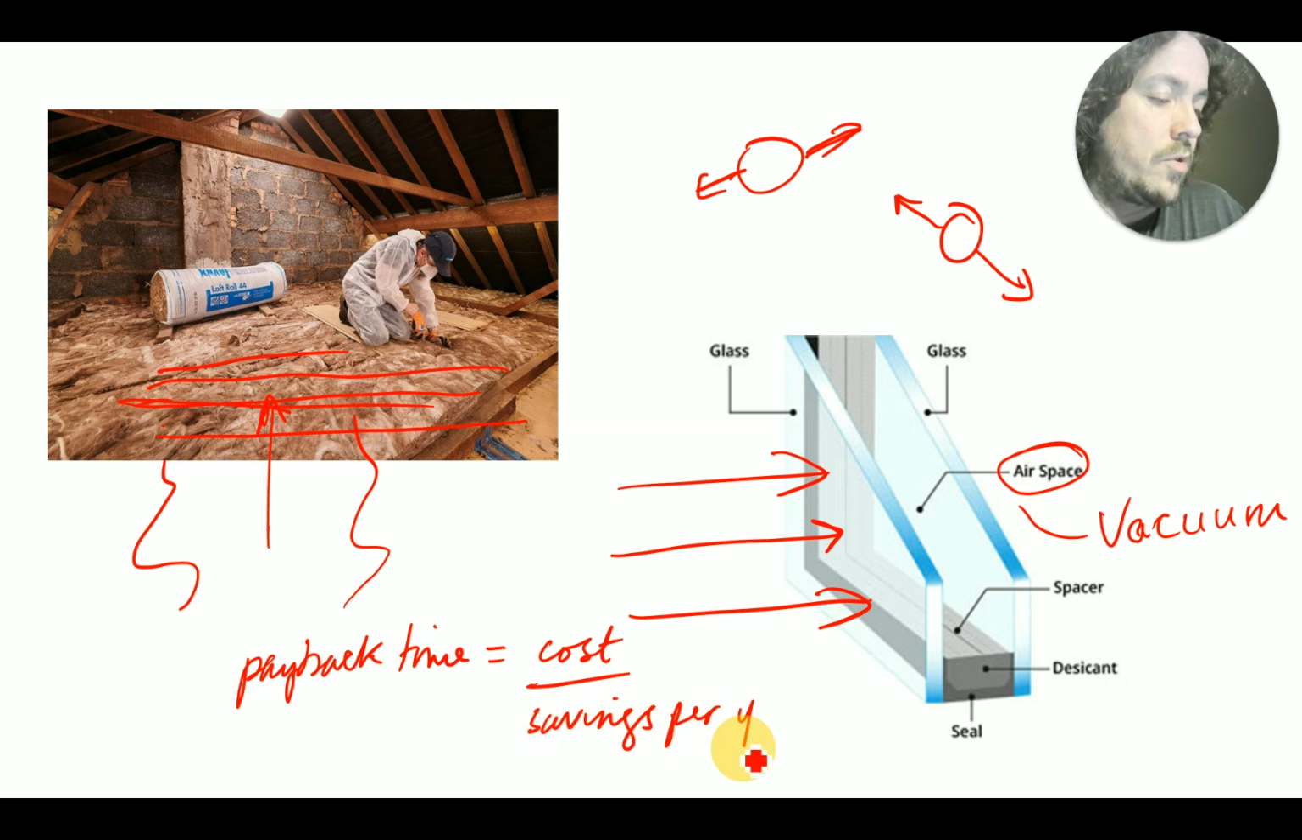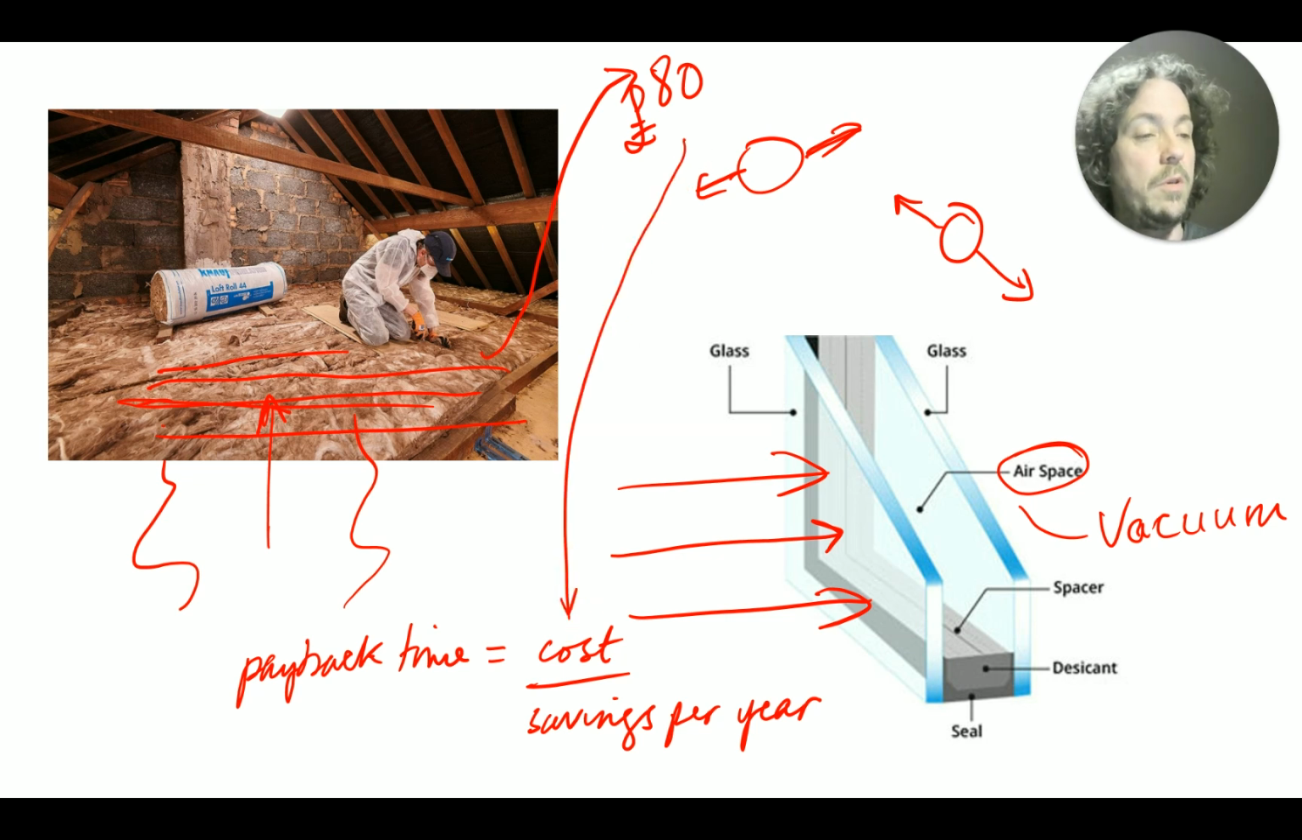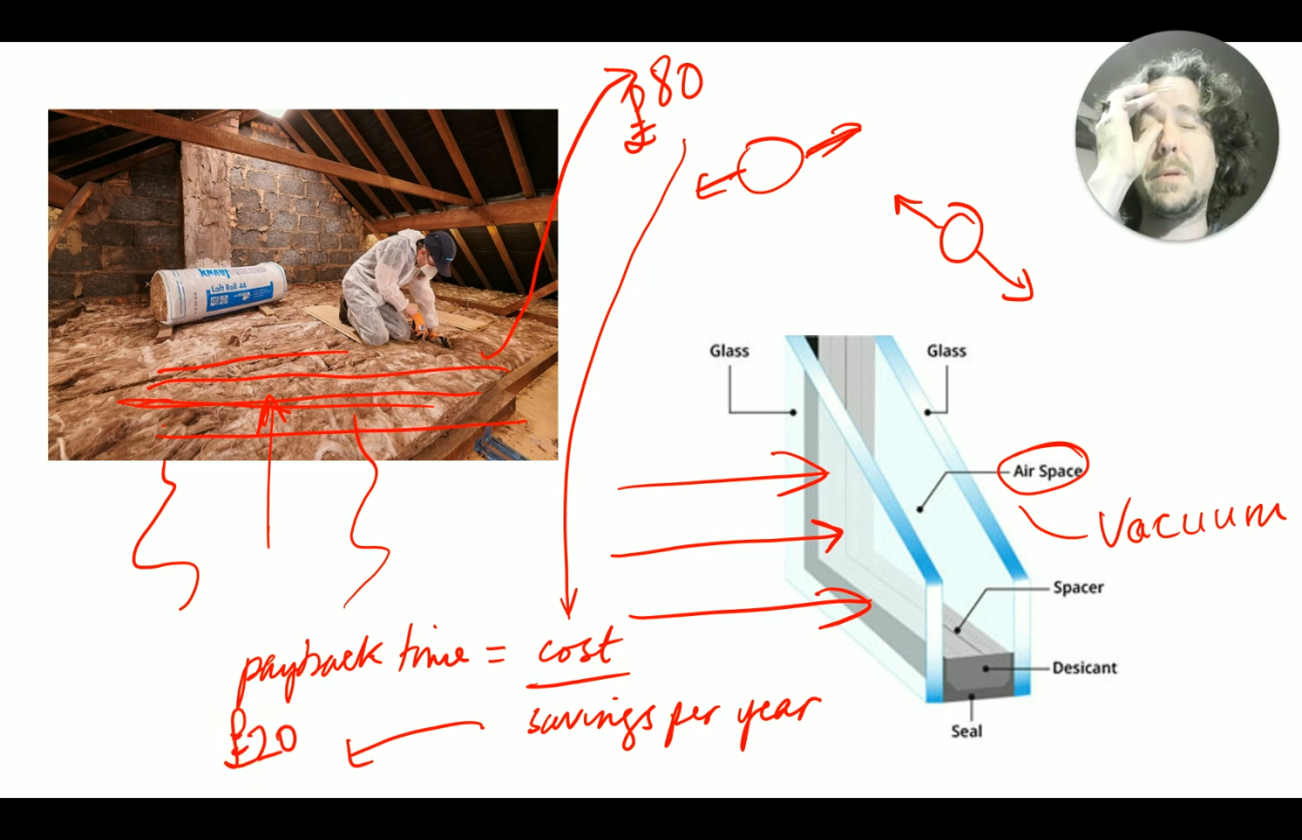per year. So if my loft insulation here, imagine it cost me £80 to install. So that would be my cost. My cost would be £80 to install. And let's imagine it saved me £20 on my heating bills every year. So £20 on my heating bills I'm saving every year. It cost me £80 to install. Then the payback time would be, quite simply, 80 divided by 20.